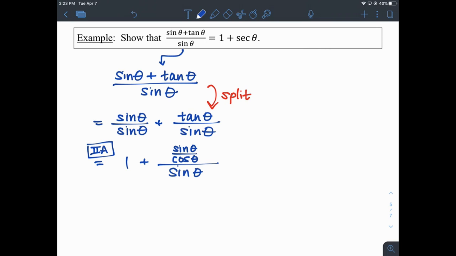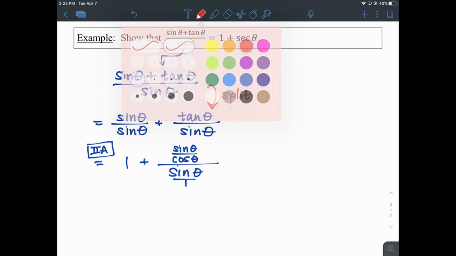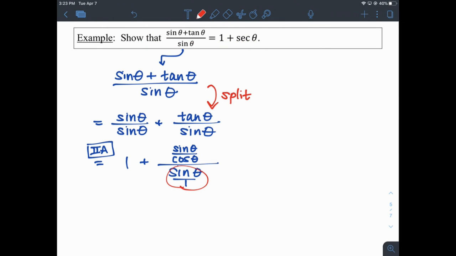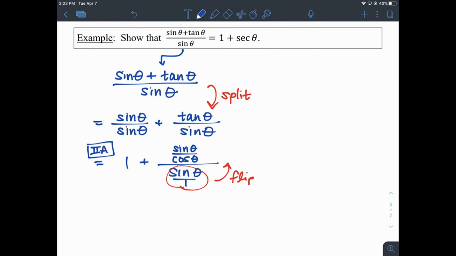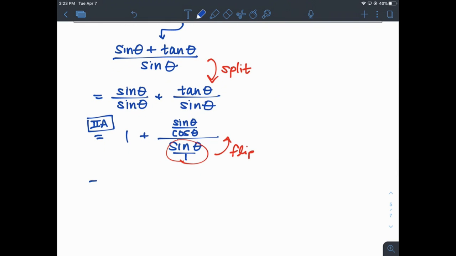So I changed tangent in the numerator into this guy. I left the denominator alone. Just to make sure that we're doing it right, I'm going to put that sine of theta in the bottom over 1. I'm going to flip him up and multiply. Yes, stuff is going to cancel, but you need to get the right result at the end.